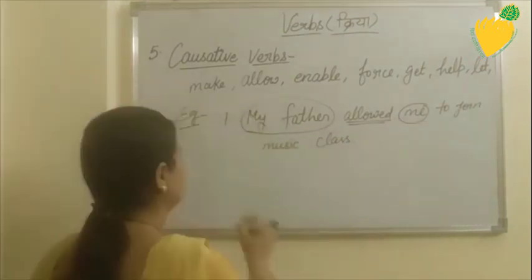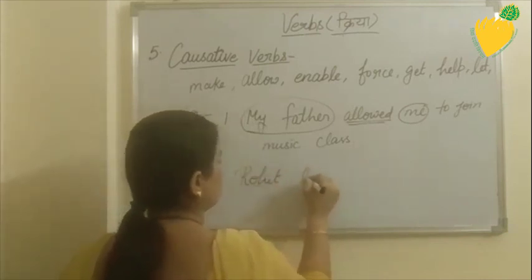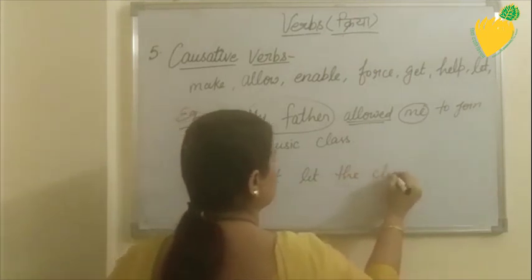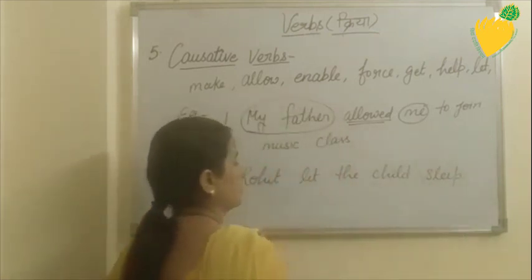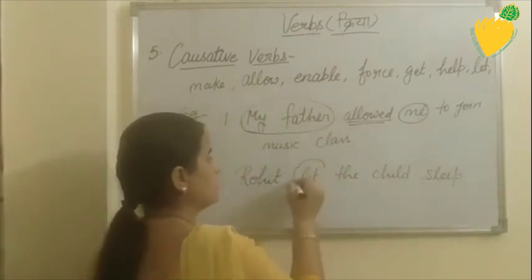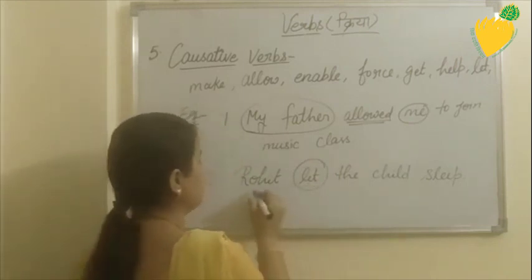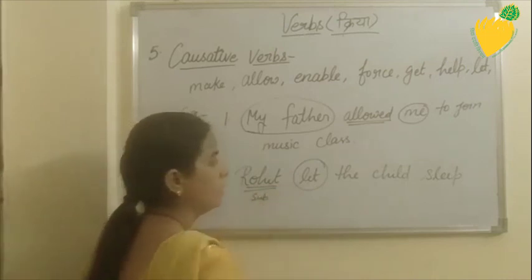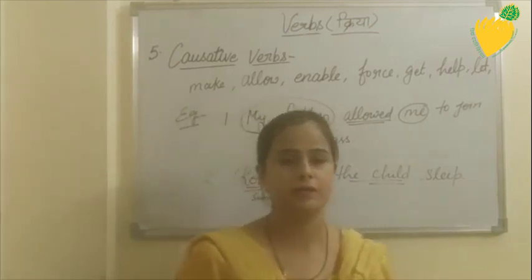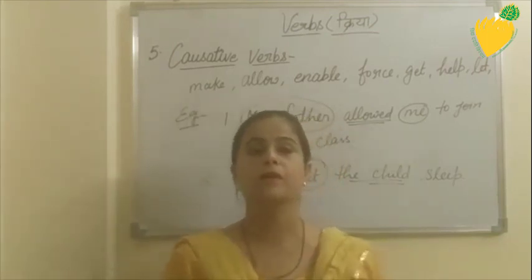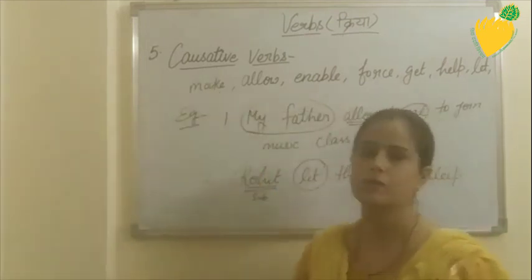Next example is Rohit let the child sleep. In this sentence, let is your causative verb, and this causative verb is also showing relation between the subject Rohit and the object child. In Hindi you can understand this, जब हमसे कोई काम करवाया जाता है, then the verb that we use, those are causative verbs.